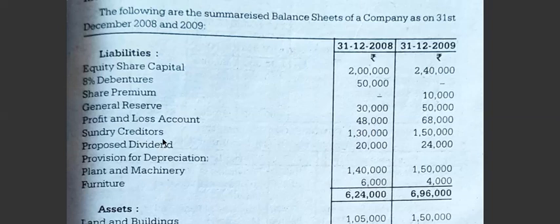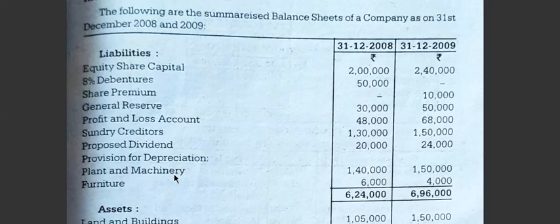Sundry creditors will go to the current liabilities, so it will go to the working capital. Proposed dividend, you have to open the account, or the difference will be transferred to the adjusted profit and loss account. Okay, 2008 dividend is paid in 2009, so it means in 2009 we have to create a provision. I will explain this while doing the problem.